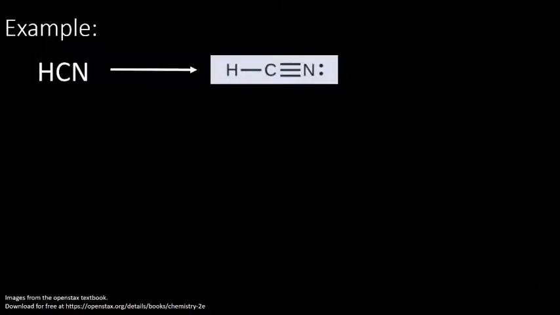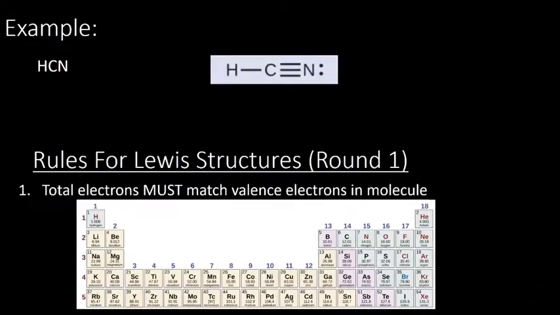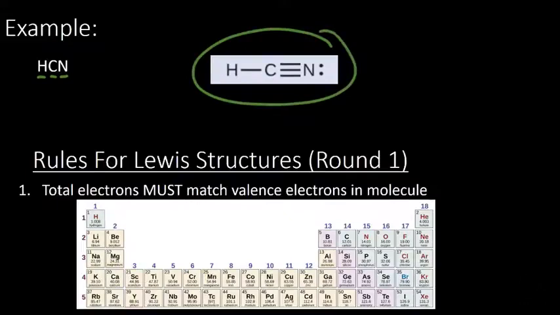And what we're going to do is we're going to use this HCN molecule to go through all the rules for our Lewis structures. Okay, rule 1, the total valence electrons have to match. So valence electrons come from my hydrogen, from my carbon, and from my nitrogen. And those are the only electrons I can have distributed in my Lewis structure, because remember, Lewis structures just show valence electrons. You can count your valence electrons with the periodic table. If you're not familiar with this, check out my other video on valence electrons.